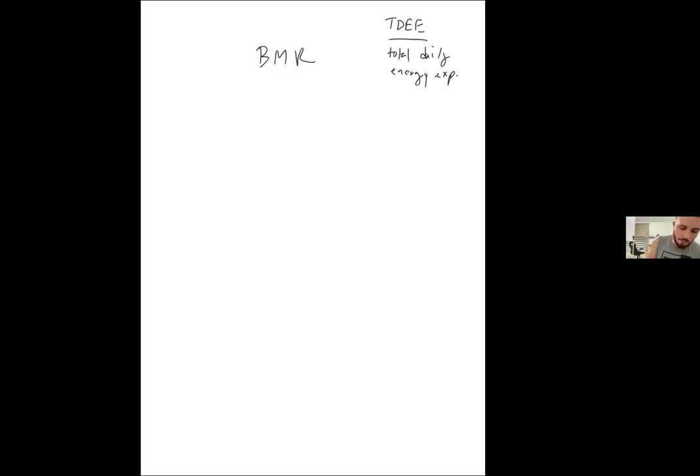BMR, write this down. It's going to be in parentheses, 10 times weight in kilograms, plus 6.25. I'm sorry if you hate math. I love math. This is literally how I was doing it when I got started. This is going to be height in centimeters. I did everything manually. 5 times height, plus 5.